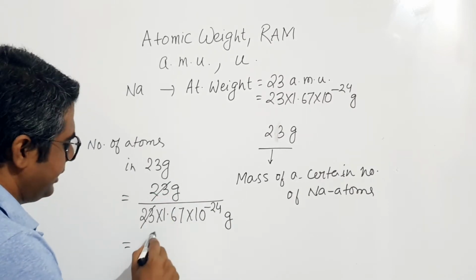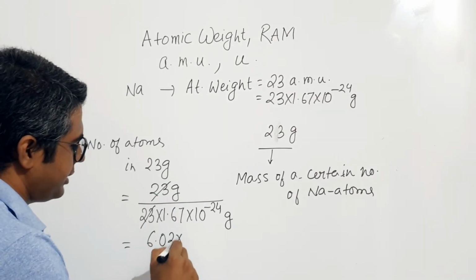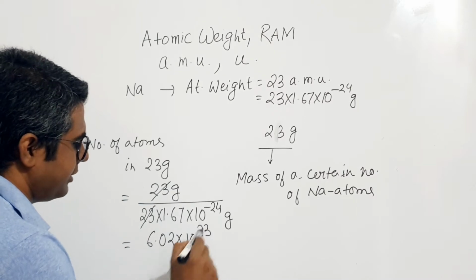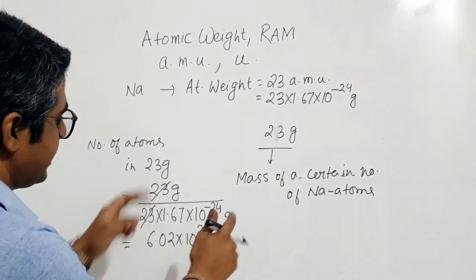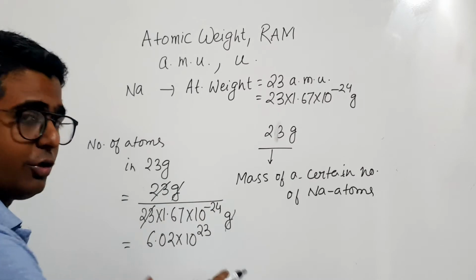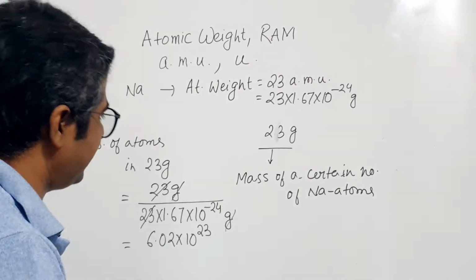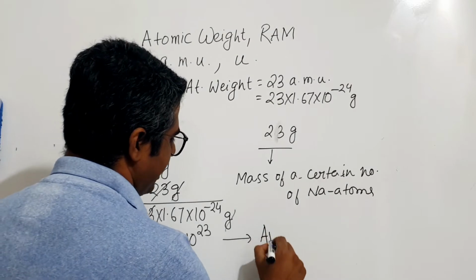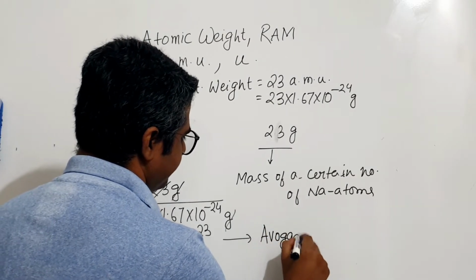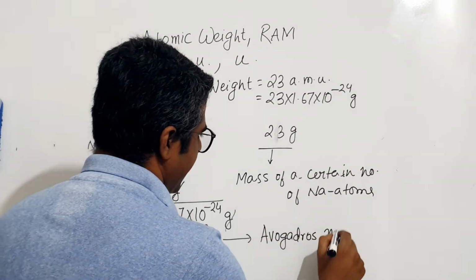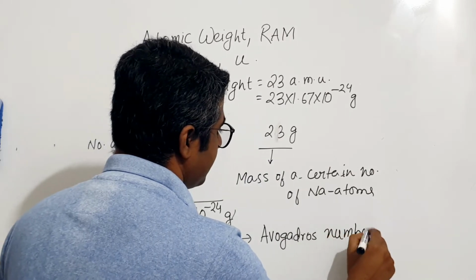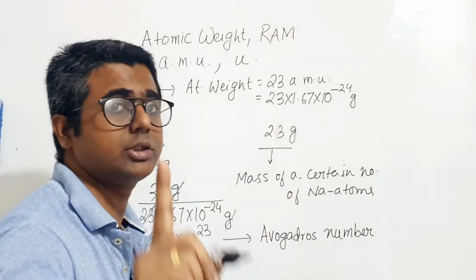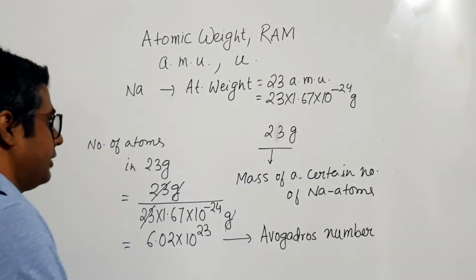When you calculate this, it will come out to be 6.02 into 10 to the power 23. This is a number, because gram cancels out with gram, so there are no units. A number does not have any unit, and this number is basically Avogadro's number, and this is a constant.